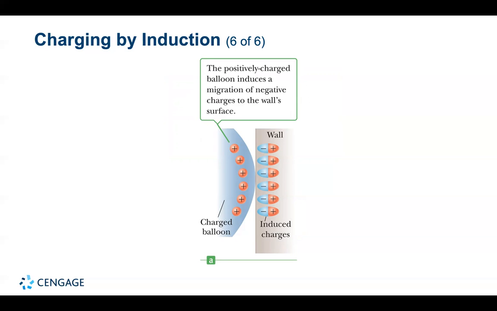But if there is a charged object nearby, these centers may separate slightly, which results in more positive charge on one side of the molecule or the other. This effect is known as polarization. The realignment of charge within individual molecules produces an induced charge on the surface of the insulator, as you can see in the figure. The property explains why a balloon charged through rubbing will stick to an electrically neutral wall, or why the comb you just used on your hair attracts tiny bits of neutral paper.